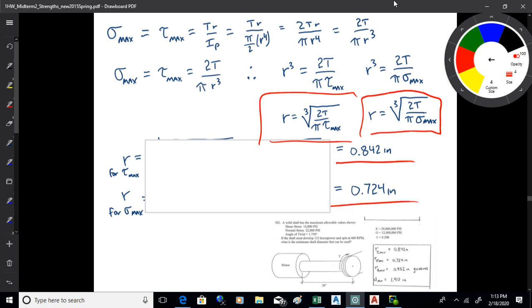Okay, so the first one is required to prevent tau max from going over its allowable limit, which is 14,000 psi. And the second one, when I plug that in, is the required shaft radius to prevent the normal stress from going over 22,000 psi. Okay. So we all right with that? All right. And then the last thing to do is to check the angle. Okay.